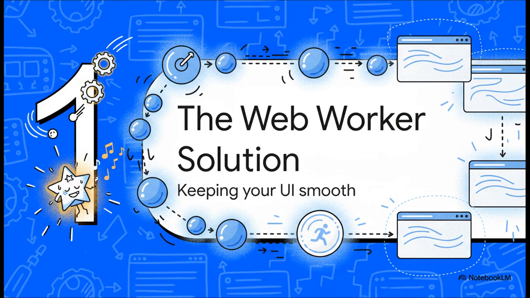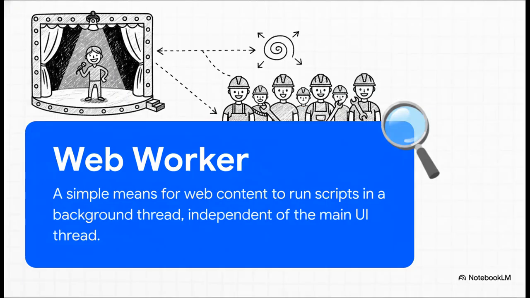Well, the answer is what we call the web worker solution. So what in the world is a web worker? It's actually pretty simple. It's just a way to run your JavaScript in a totally separate background thread. So going back to our stage analogy, this is like hiring a specialized behind-the-scenes crew. This crew can handle all the heavy lifting, all the complex stuff, completely out of sight. And that frees up our main performer to focus only on what the audience, the user, actually sees.